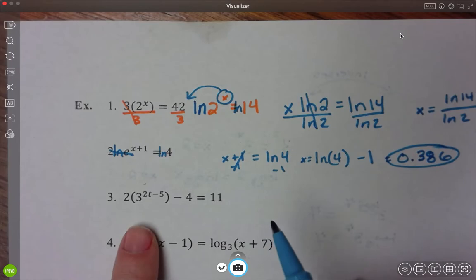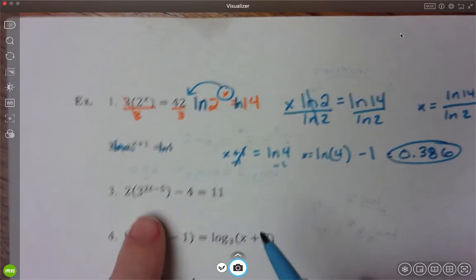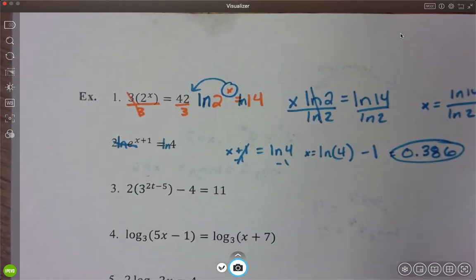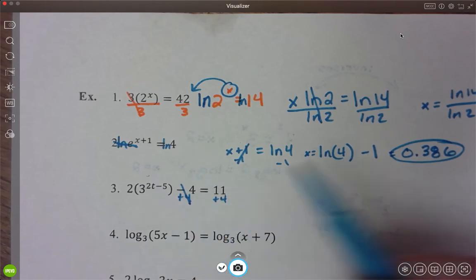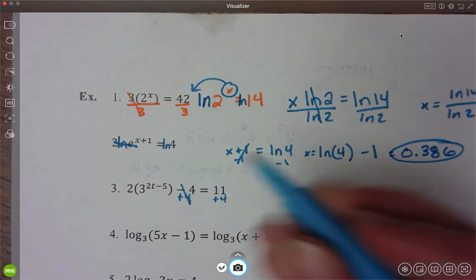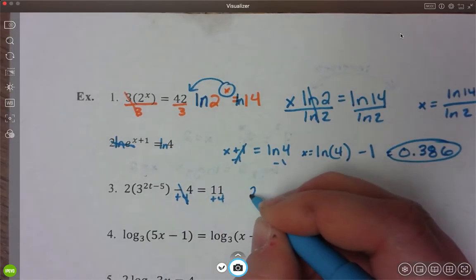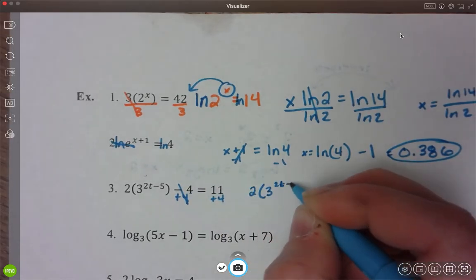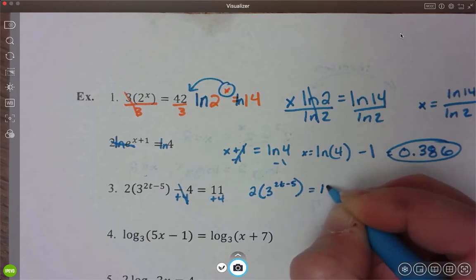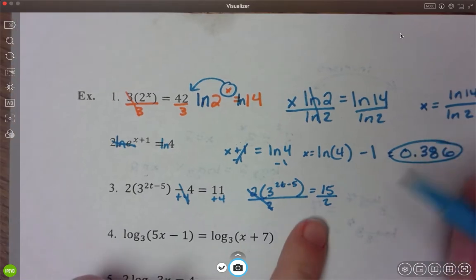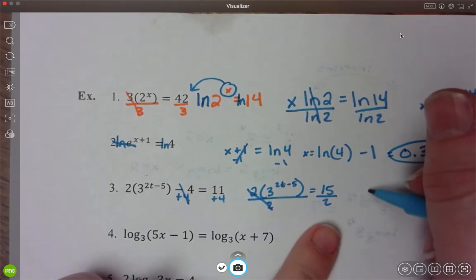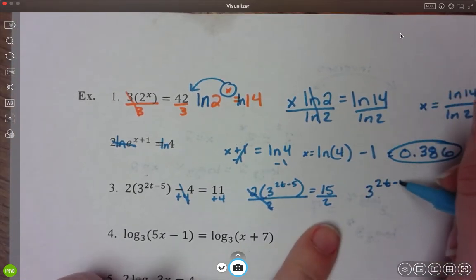This one, number 3. I'm going to get rid of everything else that I can ahead of time. So I'm going to add the 4 to here, which will make that 15. And so, oh boy, let's write this out. 2 times 3 to the 2t minus 5 equals 15. Okay, then I'm going to divide by 2 to get that to go away. So even though I'll end up with a decimal over there, whatever. 3 to the 2t minus 5 equals 7.5.